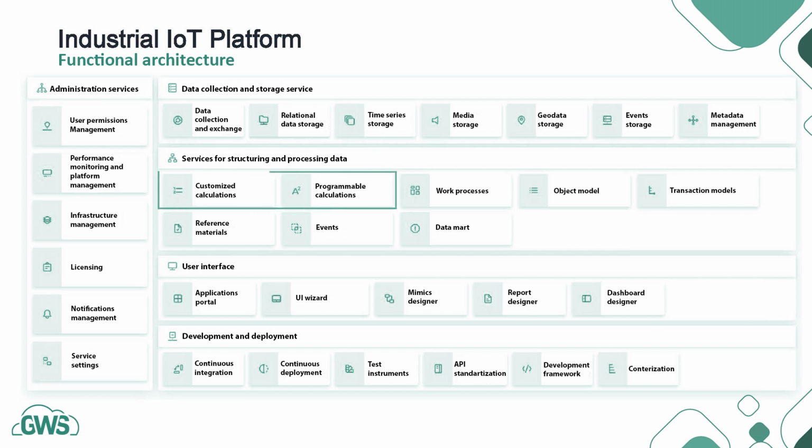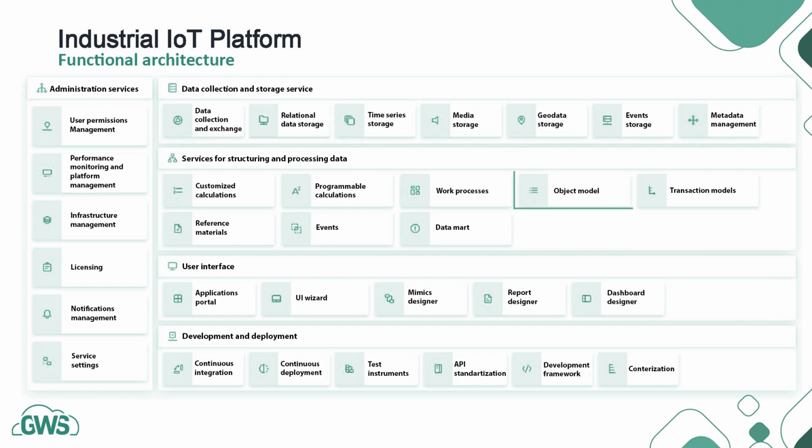Programmable and customizable calculations. The platform supports 2 types of calculations. Custom calculations are available to the user. It does not require any special programming knowledge to write a corresponding mathematical expression. Programmable calculations are available only to the programmer role. Work processes. Created for business process modeling and for mapping internal processes on the client side. The service is based on the integration of Camunda into the platform.